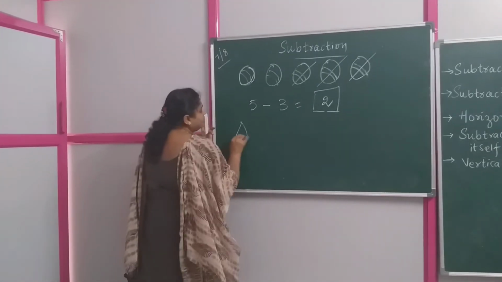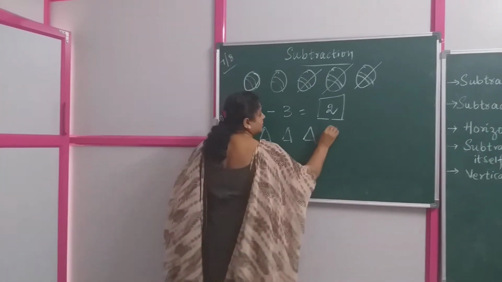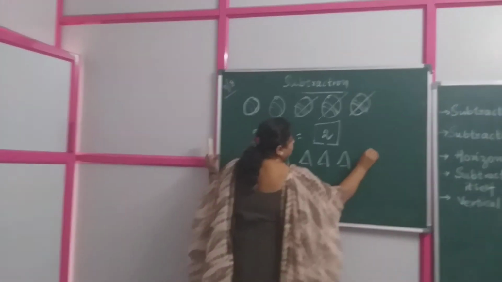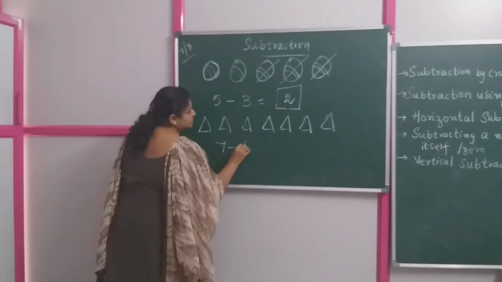Suppose I'm drawing the triangles. Okay. Now 7 minus 4.